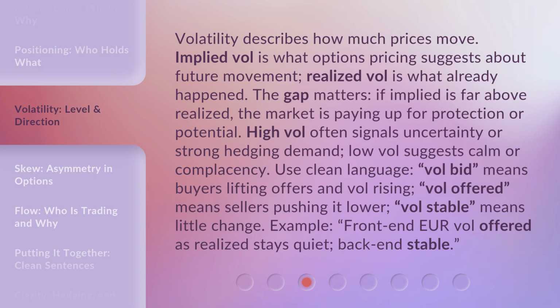Use clean language. Vol bid means buyers lifting offers and vol rising. Vol offered means sellers pushing it lower. Vol stable means little change. Example: front-end EUR vol offered as realized stays quiet. Back-end stable.